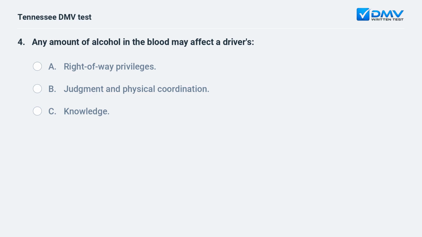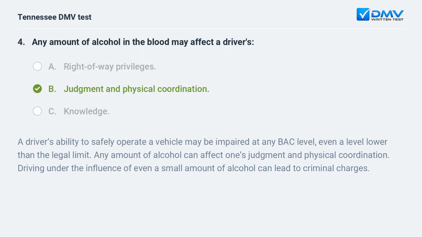Any amount of alcohol in the blood may affect a driver's A. Right-of-way privileges. B. Judgment and physical coordination. C. Knowledge. B. Judgment and physical coordination. A driver's ability to safely operate a vehicle may be impaired at any BAC level, even a level lower than the legal limit. Any amount of alcohol can affect one's judgment and physical coordination. Driving under the influence of even a small amount of alcohol can lead to criminal charges.